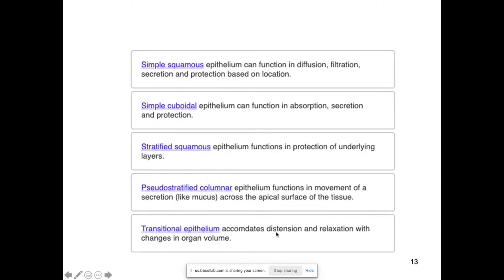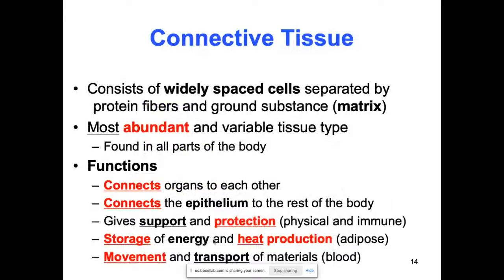Transitional, we said that if an organ can become distended or it can relax, any organ that can change its volume, how much it's holding, like the urinary bladder. So that's a little bit of epithelium.